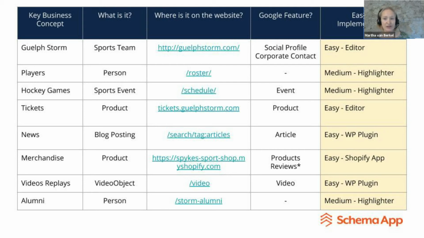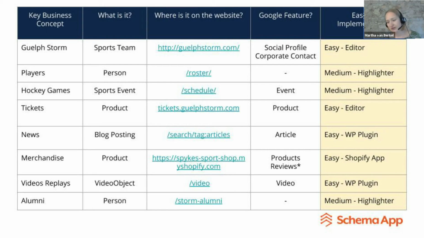So for the homepage, because they're on WordPress and because we have our editor, we would say that one's pretty easy. It's a single page. For the players, there's a bit of inconsistency and there's a bit of content work that would need to be done in order to fully capitalize on the person's schema markup. So we put this as medium and we'd use our highlighter since that does template pages very easily. Then for our hockey games, again, medium and highlighter since it's a list of games, so we wouldn't want to have to manually write that out. For the tickets, again, easy with our editor. News, again, we use the WordPress plugin. The merchandise, we'd use the Shopify app.